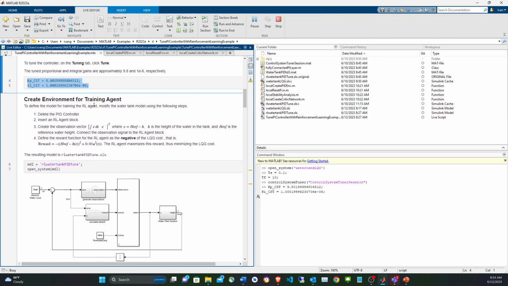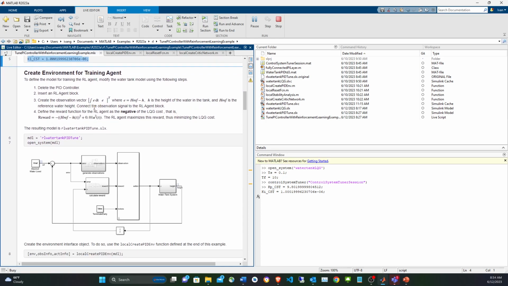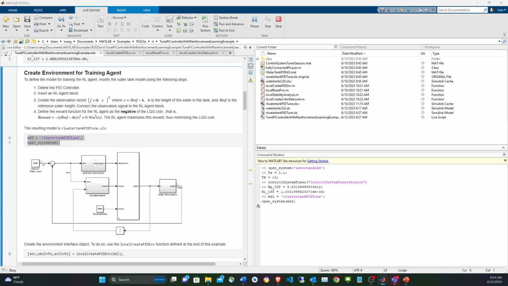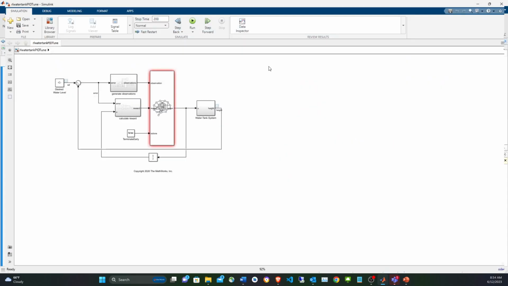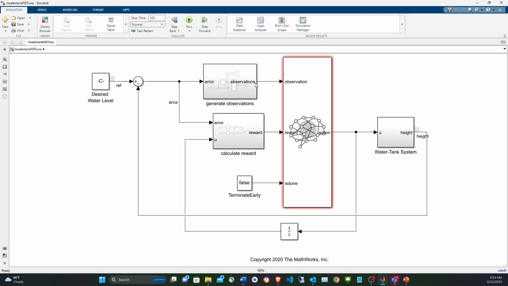Now we're gonna create the reinforcement learning environment. We're gonna do the same: get the PI parameters from the reinforcement learning. For that, we have this Simulink model that is gonna be very similar. We have this in red because we haven't created the agent yet.